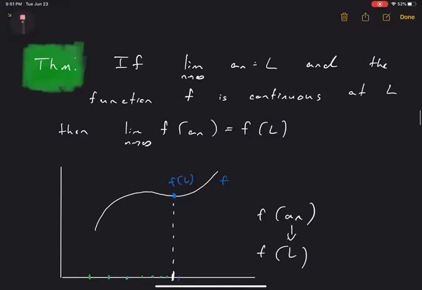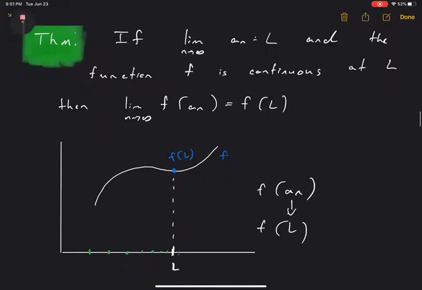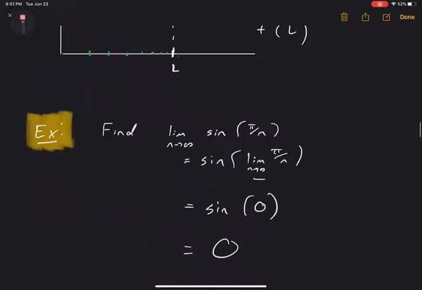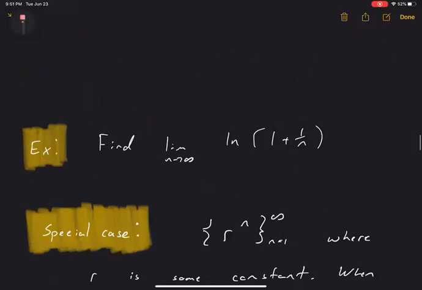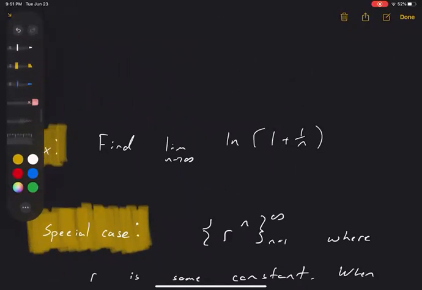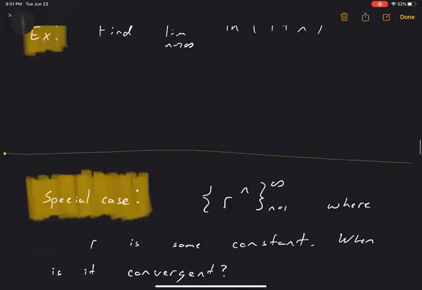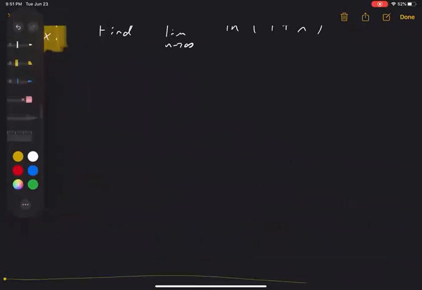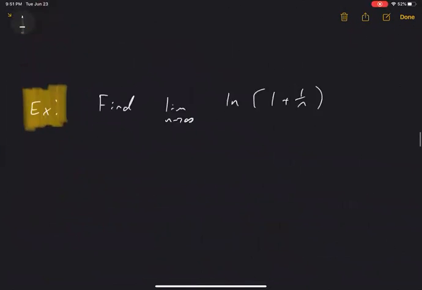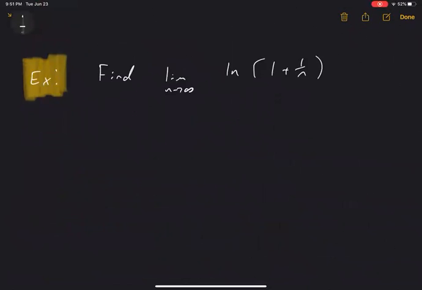This here, if you can understand it, great. This is more a justification for this technique we're using. Okay, so let's do one more example. Let's say we wanted to find the limit of the natural log of 1 plus 1 over n.